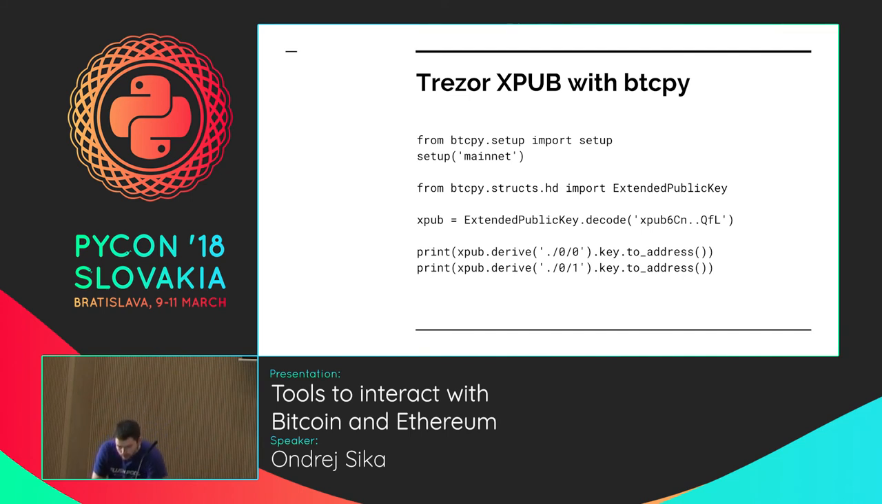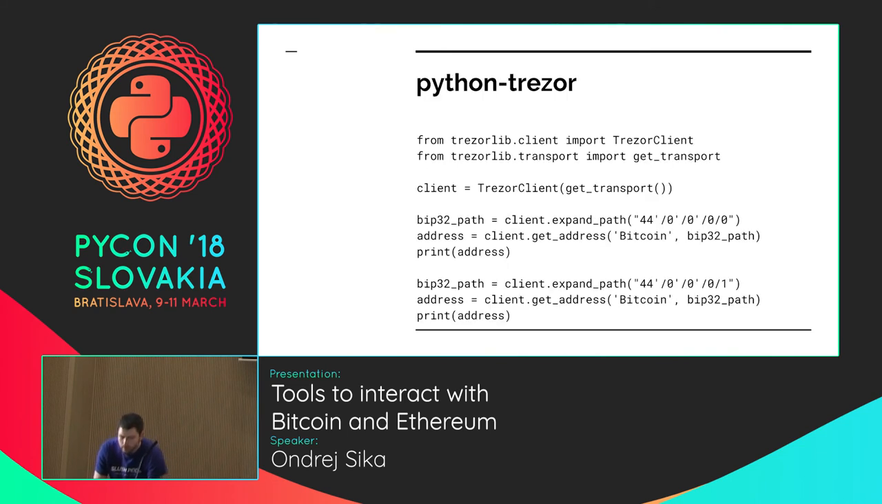Here is an example of how to use the Trezor library. Initiate the Trezor client, and here's a way to get some Trezor addresses. Trezor doesn't support returning or printing the private key. You just return an address or sign a transaction, but you can't get the private key from the Trezor. It's a key feature of the hardware wallet.